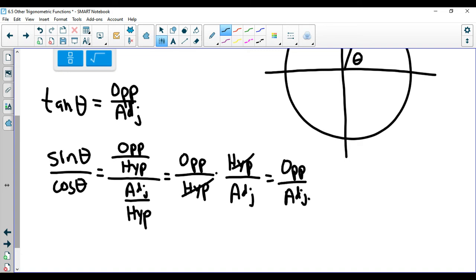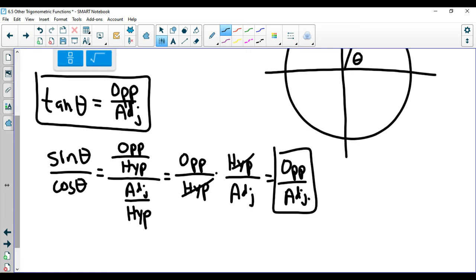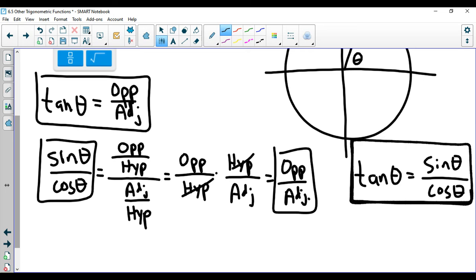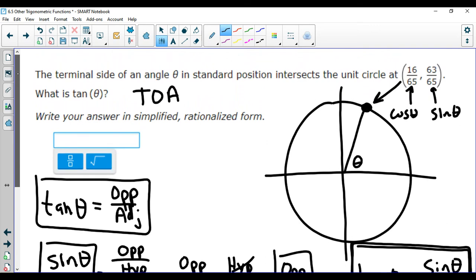Now, what does this mean? If opposite over adjacent is the same as tangent of an angle, and opposite over adjacent is also the same as sine of the angle divided by cosine of the angle, then we end up with what's called an identity, that tangent of an angle must be the same thing as sine of the angle divided by cosine of the angle. So this identity can be very, very useful in a question like this, when you know both sine and cosine of your angle, and you want to find tangent.